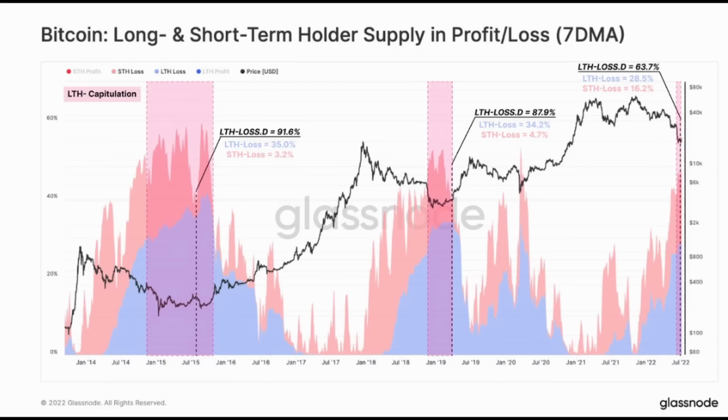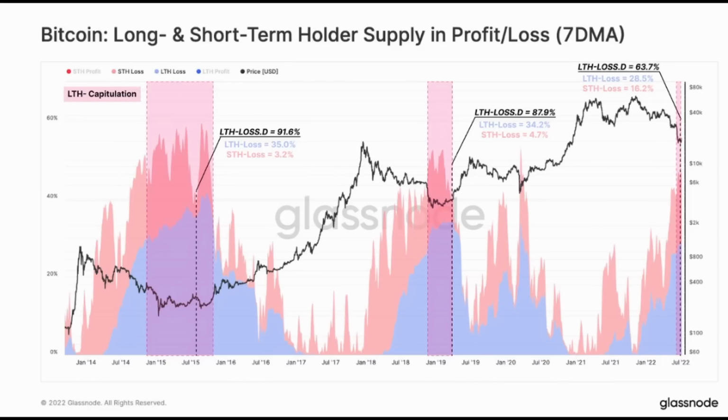What we can see is that back in the 2015 cycle, the amount of coins held by long-term holders that were in loss was down to 35%. And when we look at short-term holders, they got all the way down to around 3.2% of the supply. So the vast majority of the coins held in loss were held by long-term holders, 91.6% of that total number of coins held in loss.